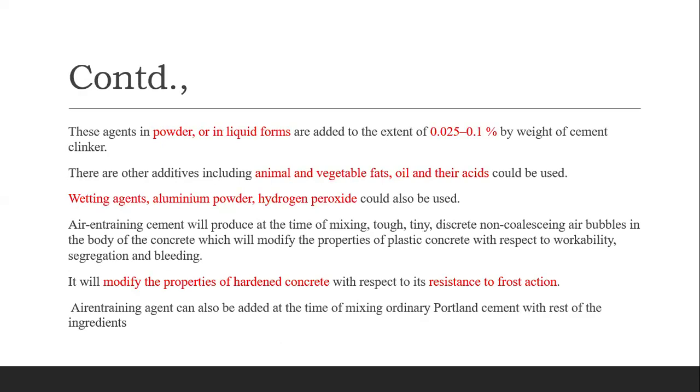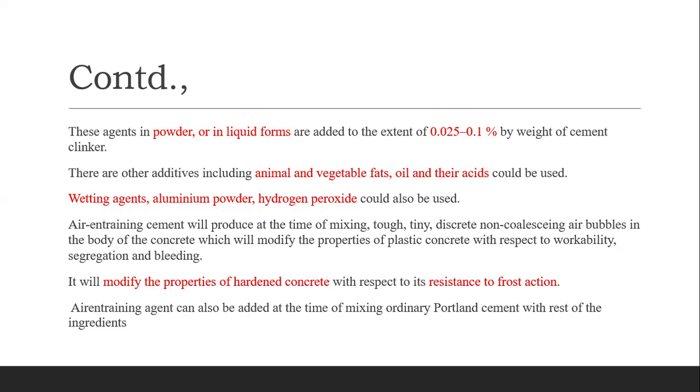So additional material is added to the ordinary Portland cement to make it an air entraining cement. The material we provide should be in a dose between 0.025 to 0.1% by weight of cement. If we provide more agents like this, then we will make the concrete weak. Apart from the above materials, we have some other additives also, such as animal fats, vegetable fats, oils, and their acids, which can be used for the development of air entraining cements. A commonly used air entraining agent is hydrogen peroxide, which is commonly used in the construction sector.